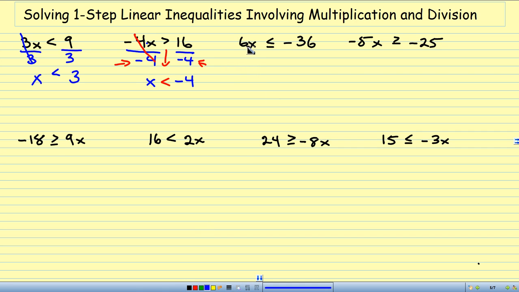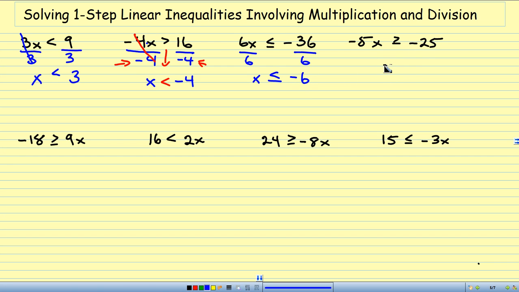So for this, I have 6x is less than or equal to negative 36. I'm going to divide both sides by 6. And I divide both sides by a positive, so I don't have to do anything special. I have x is less than or equal to negative 6.